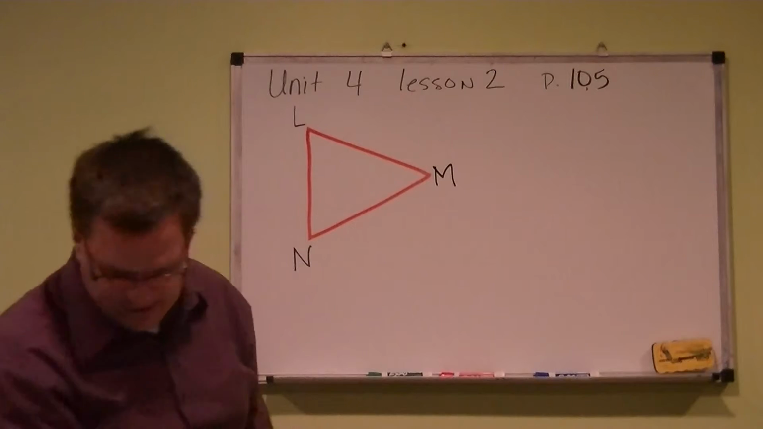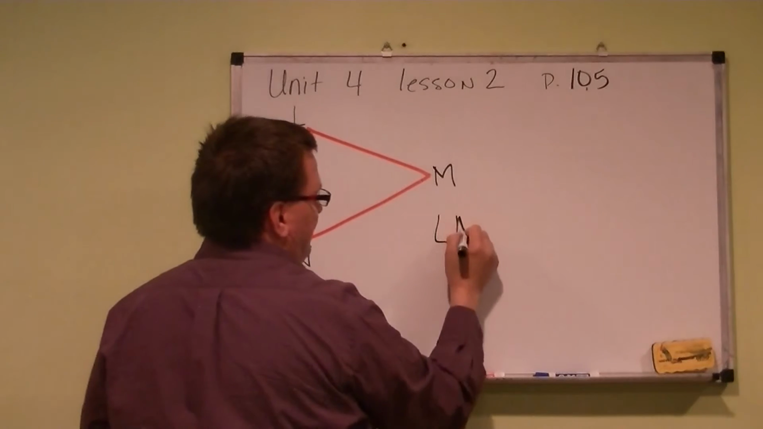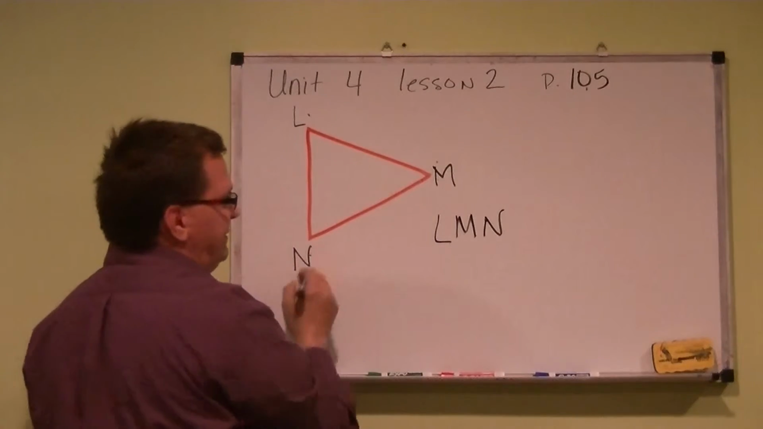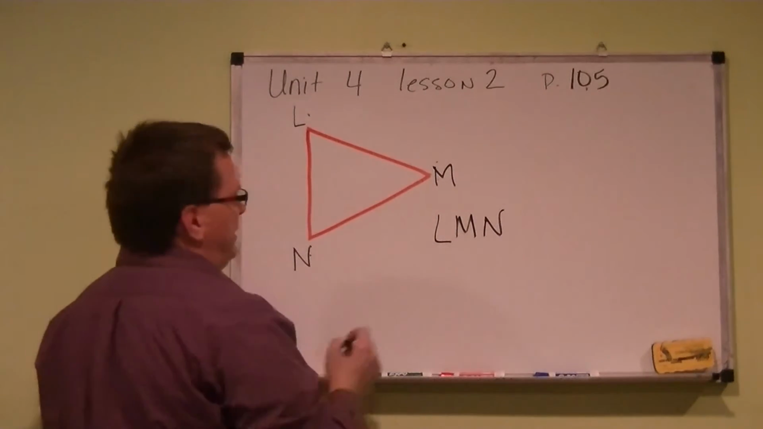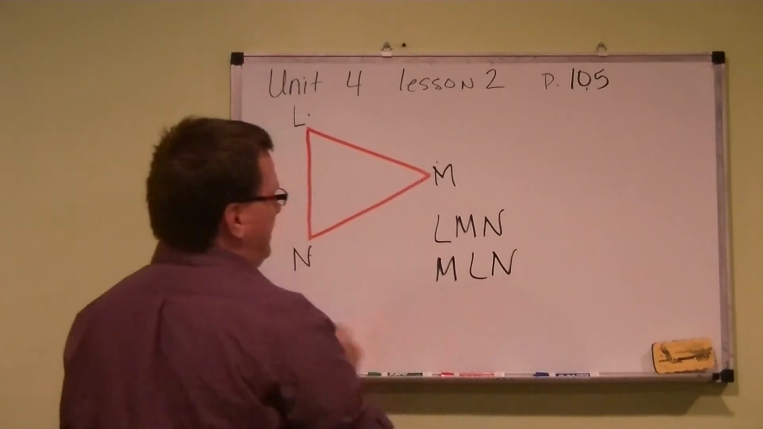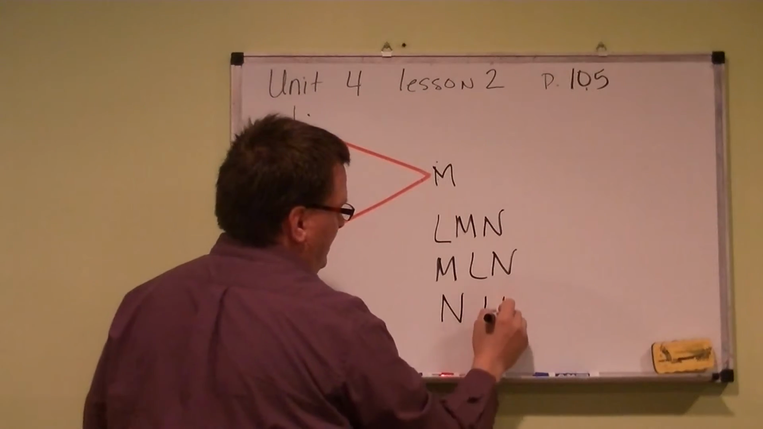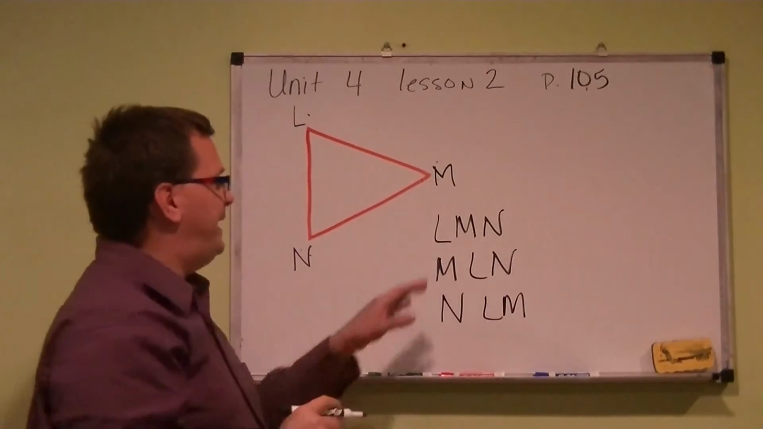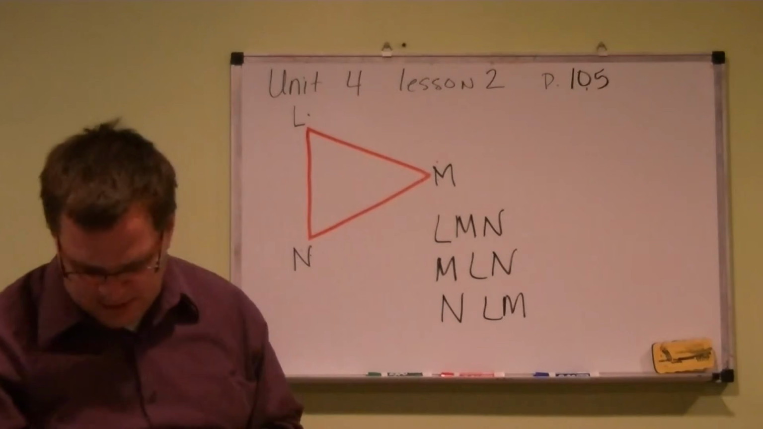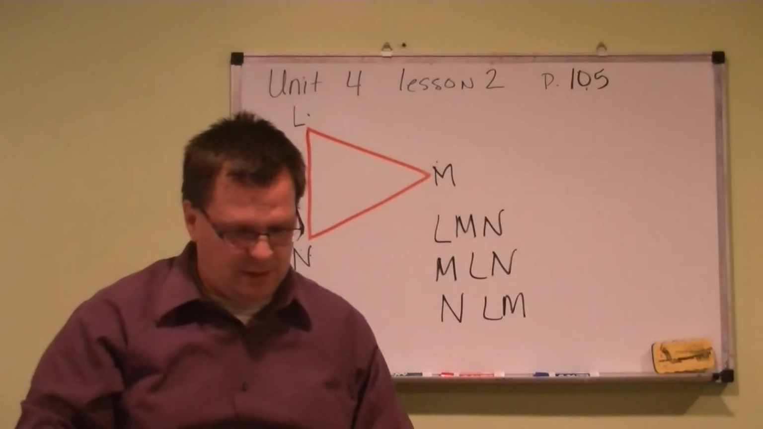Well, we can just put the letters right in a row. L, M, N. Because we can go L to M to N. So that's one possibility. Another one, just moving it over, M, L, N. Another possibility would be N, L, M. We can say that's the triangle LMN, or the triangle MLN, or the triangle NLM. That's some of the possibilities, and there are more possibilities we can go into.